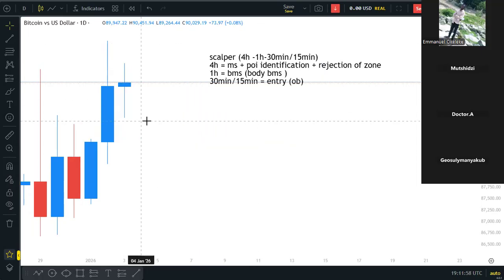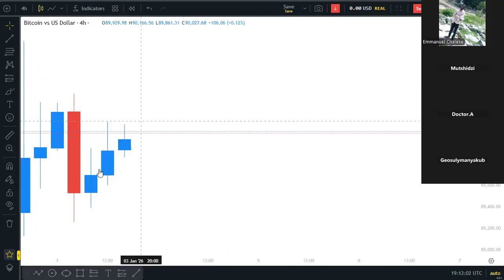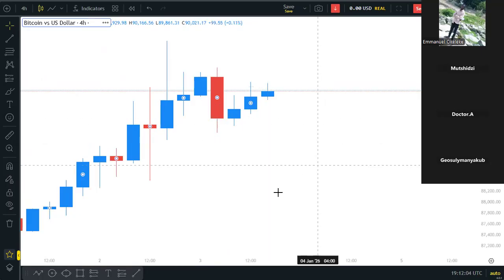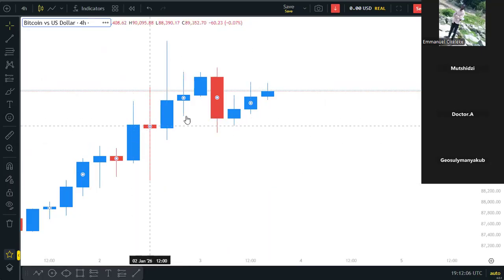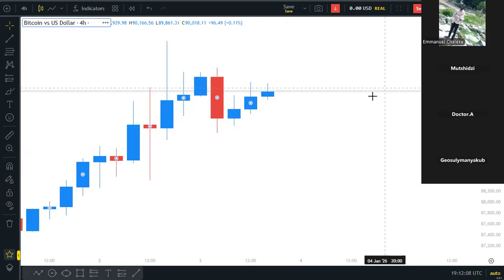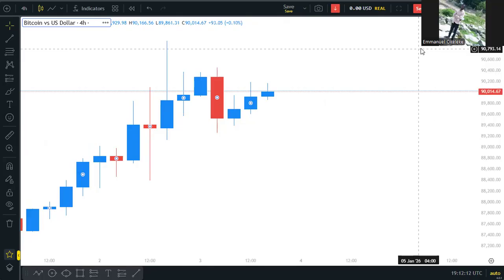So this is the 4 hours. This is BTC. We have all been waiting for BTC. If you remember, the other POI I sent on BTC was around here, and you can see where BTC has got into. Only that we don't have a clear marking on where to enter.